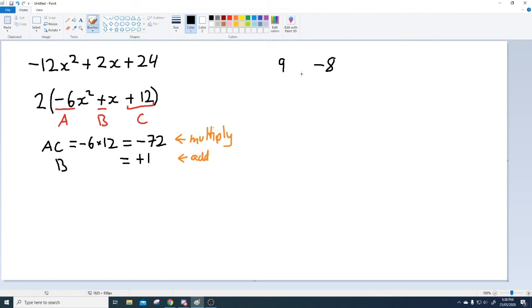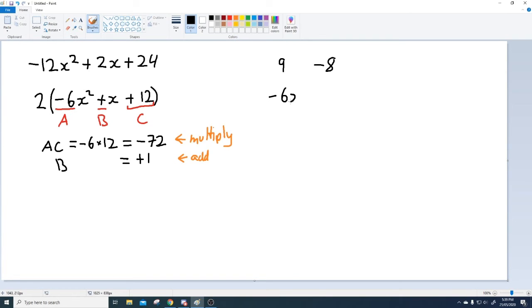So now what do we do? Unlike last time where we just put it straight into brackets, this time we need to do something different. What we're going to do is split up this middle bit, the positive 1x, into positive 9x and negative 8x. So I'm going to ignore the 2 on the outside, but we'll make sure not to forget it at the end.